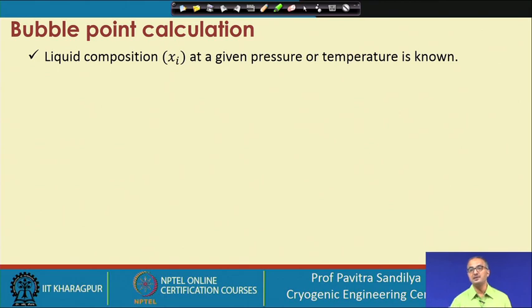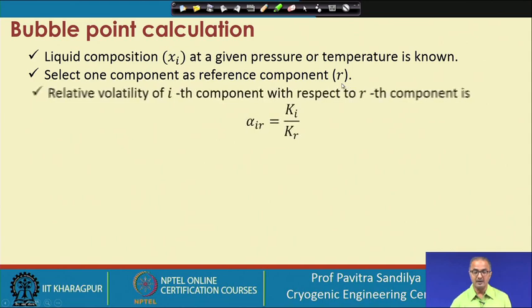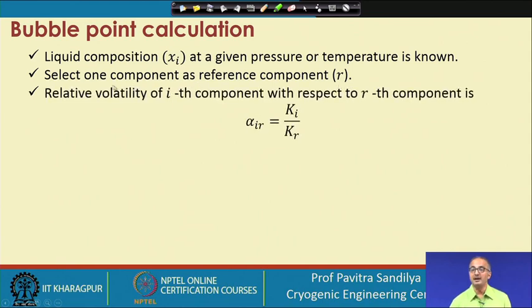The details of these things we have done earlier for the binary systems, and they can be extended for the multi-component systems. The only thing is that there will be a slight modification in this analysis. In this case, unlike the binary systems, we are choosing a reference component, which is represented by this small r. And then we are finding the relative volatility of all the components in the mixture with respect to the reference component like this, that is, we are writing alpha_iR equal to Ki by Kr.